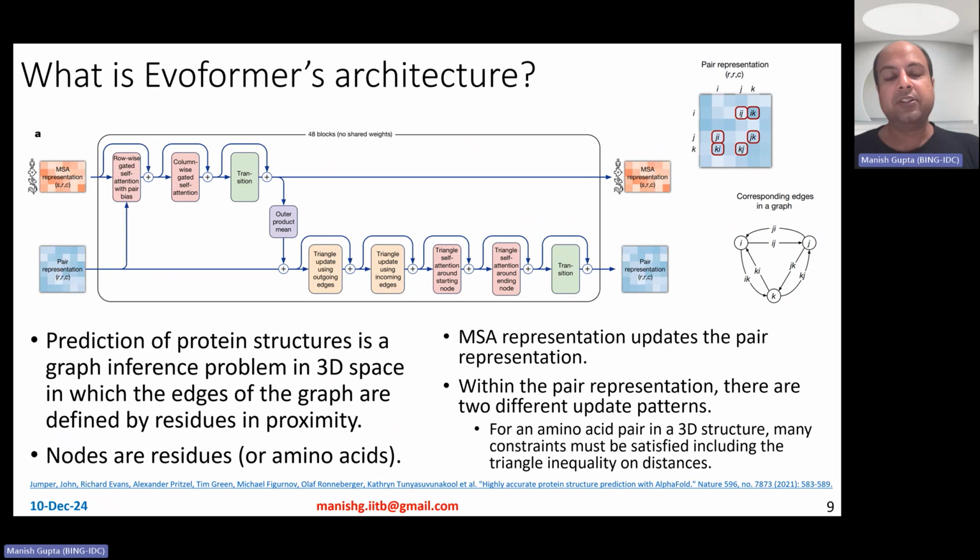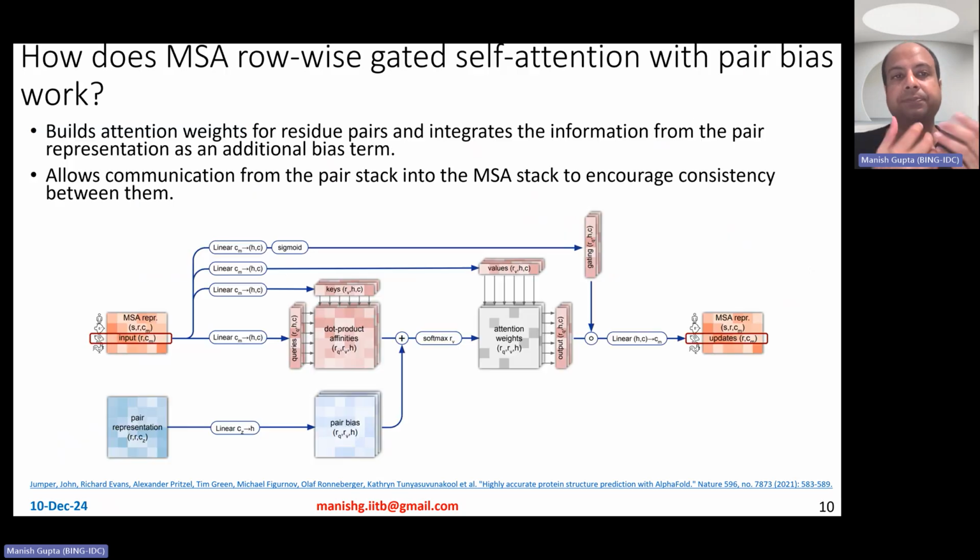So let's go into the details of each of those layers. By the way, in the MSA representation, there are also these interesting layers: row-wise gated self-attention with pair bias, because it's taking the pair representation as a bias, and then column-wise gated self-attention. We'll talk about those. Of course, they follow the same self-attention principles, QKV. It's just how you define queries, keys, and values that differs in these architectures. So let's get into them one by one.